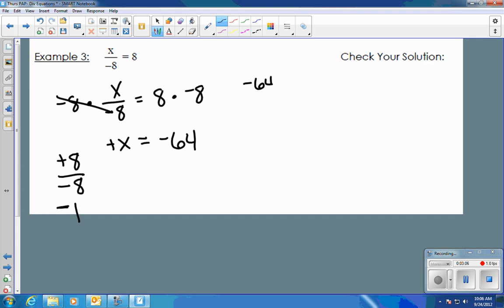Always double check it, especially on ones like this. It'll help you see a little bit easier why it is true that we have to multiply by negative 8. Negative 64 divided by negative 8 is, of course, 8. A negative divided by a negative is a positive. So yes, this does in fact work.